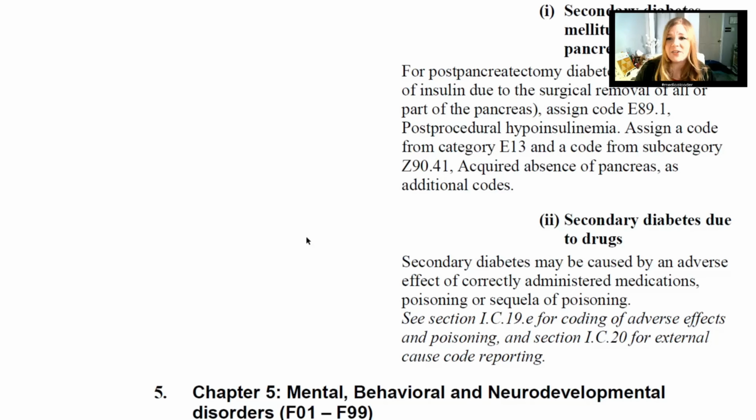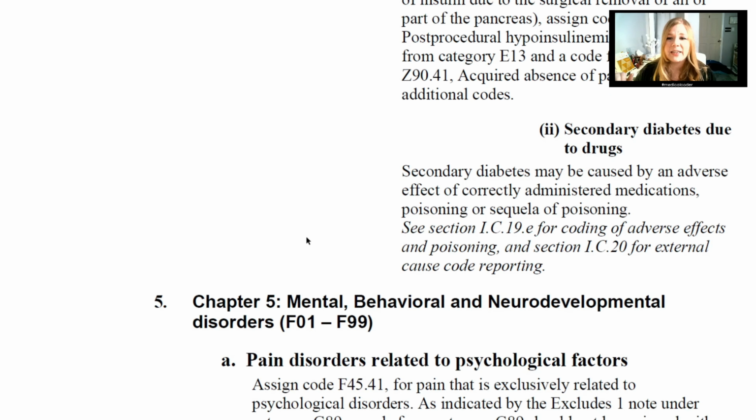If the patient has secondary diabetes due to drugs, secondary diabetes may be caused by an adverse effect of correctly administered medications, poisoning, or sequela. So just check those codes in Chapter 20 for the external cause code reporting. Secondary diabetes due to drugs, check chapters 19 and 20 for those coding for adverse effects of poisoning or external cause code reporting to appropriately assign the adverse effects.